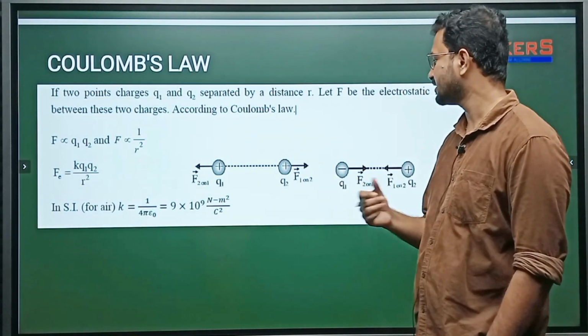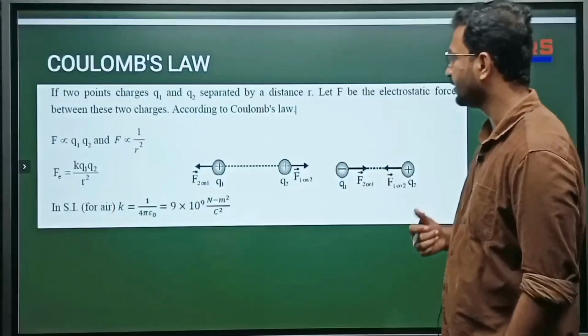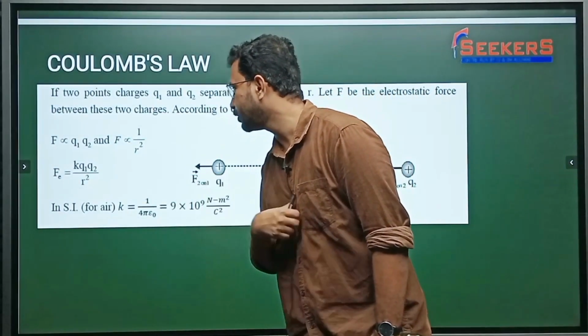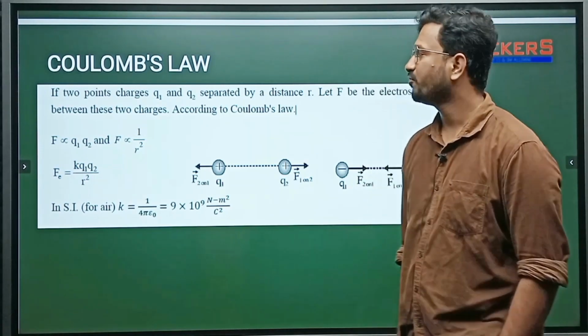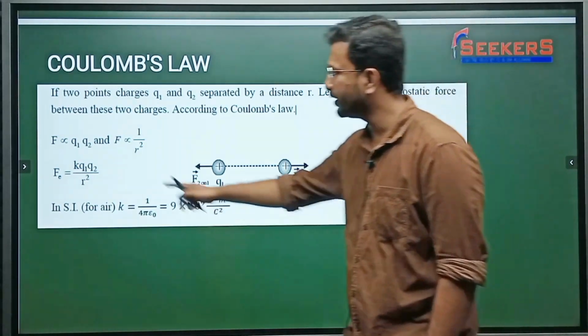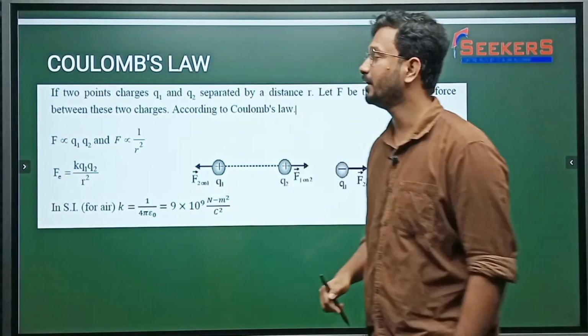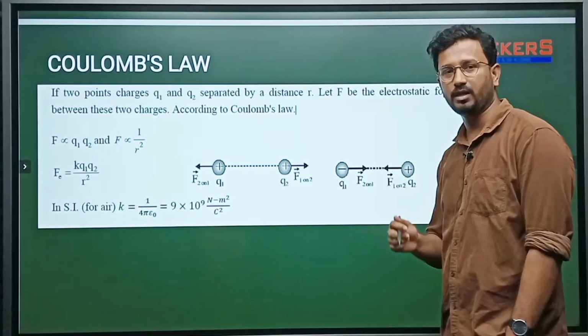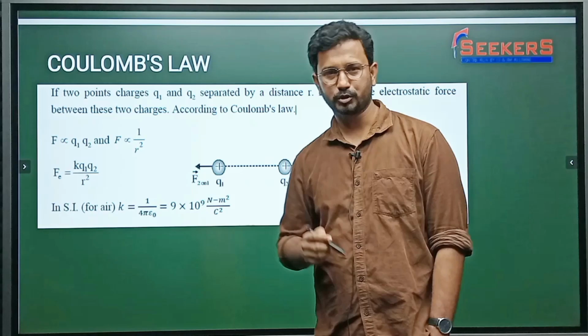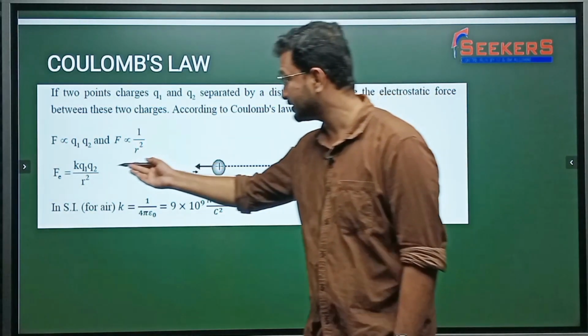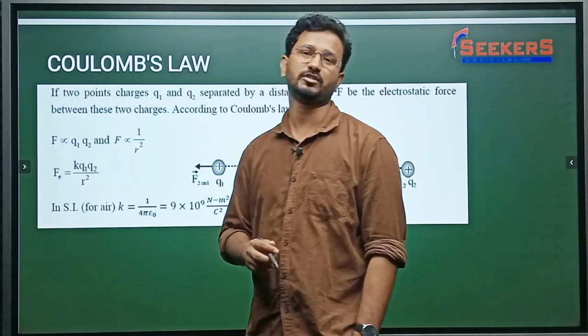So if you take two charges Q1 and Q2, the force between them will be K Q1 Q2 by R square. K is a constant. It is directly proportional to Q1 and Q2, just like the gravitational force. In gravitation, F is equal to G m1 m2 by R square, where G was the constant and the force was directly proportional to the product of the masses. Here, force is directly proportional to the product of charges.